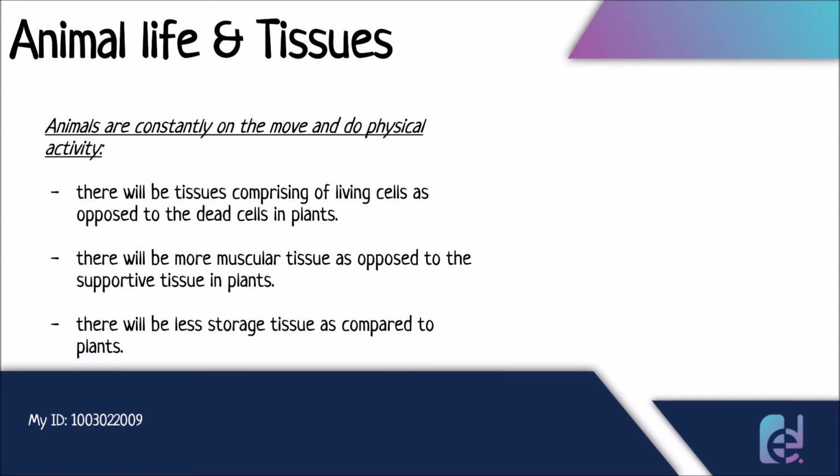Because animals are constantly on the move, constantly doing some sort of physical activity, like a dog running, we're always doing some kind of work. Therefore their tissues will be more living as opposed to the dead cells in plants. They will have more living cells and living tissues, and more muscular tissues as opposed to the supportive tissues in plants, as plants stay in one spot, so they need supportive tissue to stay upright. However, animals are moving, so they need muscular tissue on the other hand.